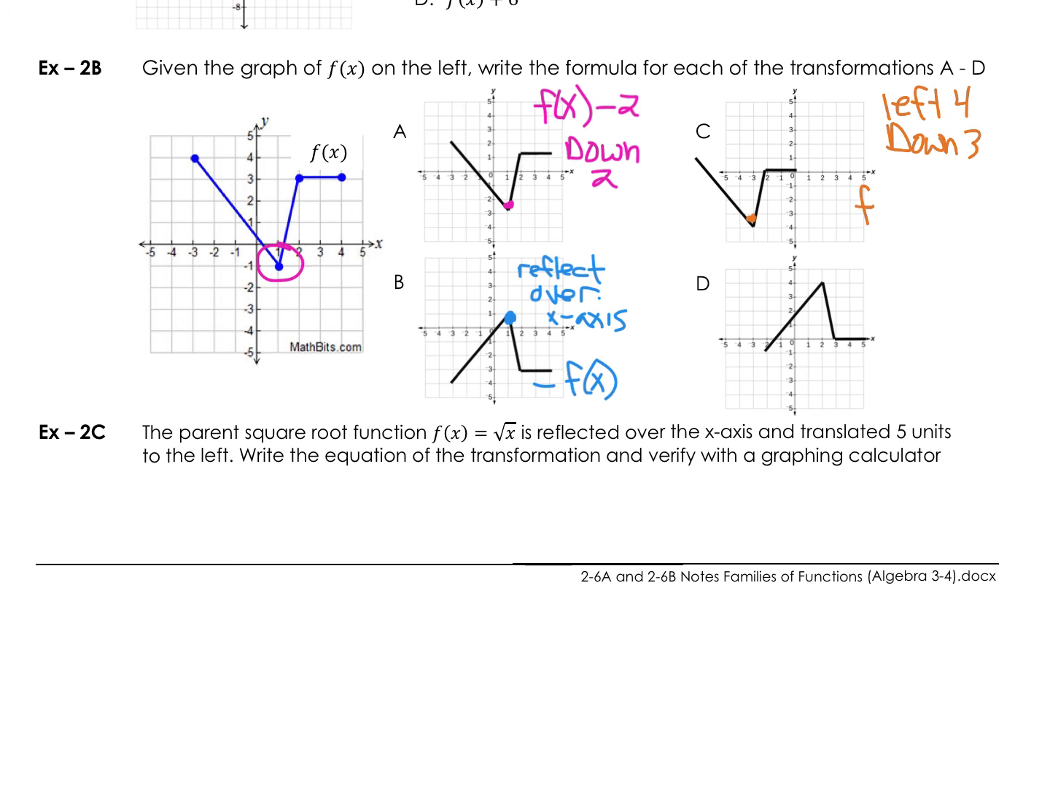So here's our f of x. All right, so the left 4 is affecting the x because left is going in an x direction. So left 4, since it's inside the function affecting x, it's the opposite of what we think left would be. And so instead of a minus, we're going to put a plus 4. And then outside the function, we have this down 3. And because down is in a y direction, that's why it's outside the function. And that means that we're going to have exactly the same direction as we think it is. So the minus 3 will be right there.